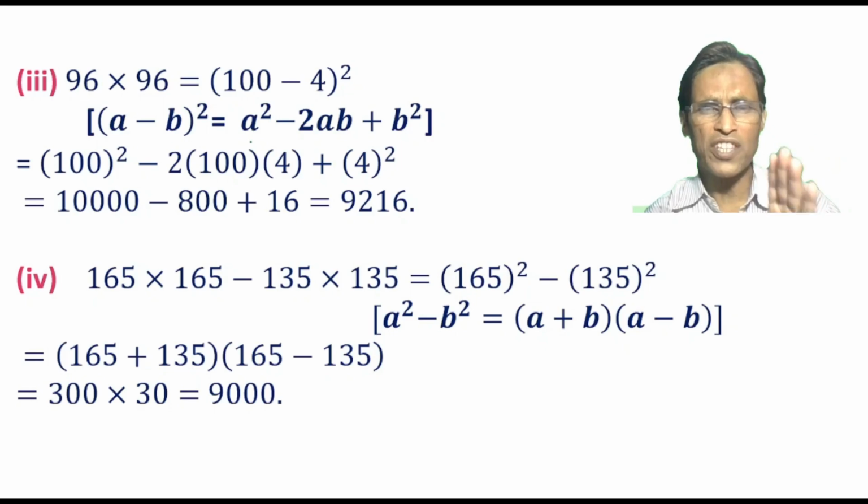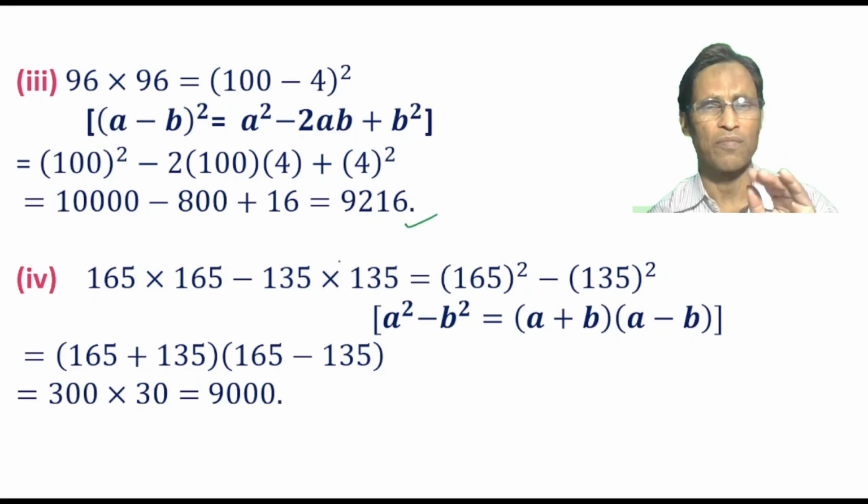Therefore, replacing a and b by the values 100 and 4, we get here a square means 100 square minus 2ab means 2 into 100 into 4 and b square means 4 square, and then 100 square comes 10,000 and 2 into 100 into 4 comes 800 and 4 square comes 16. Therefore, finally we simplify all these to find the result, and the result comes 9,216.